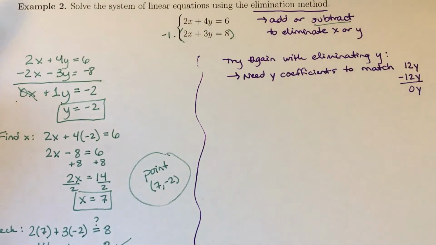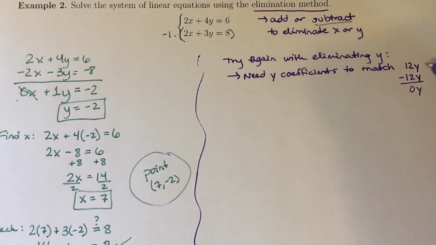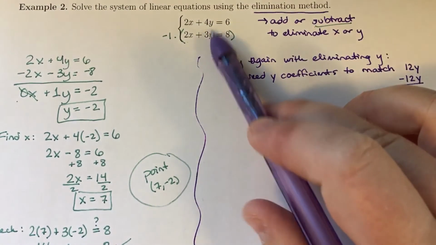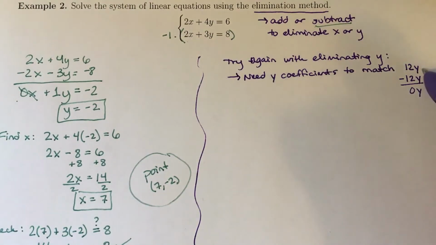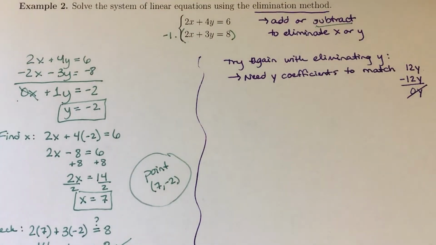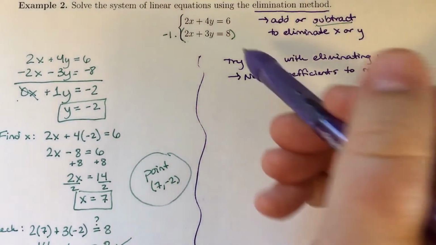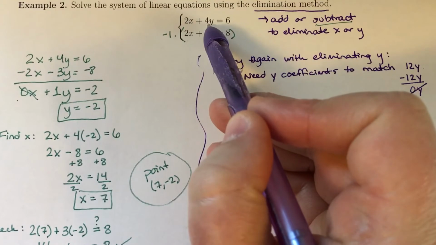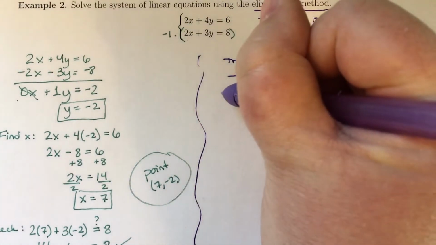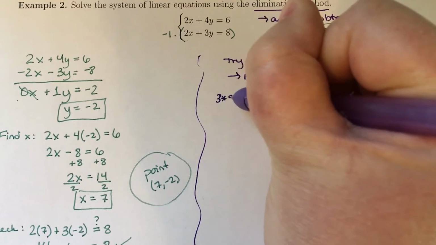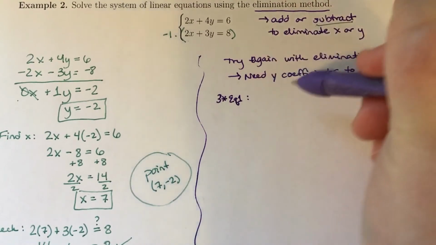We have to sort of plan in advance what we're trying to do in order to know why we're doing what we're doing. So I'm trying to get them both to be 12, and I picked 12 because 4 times 3 is 12. And I want one to be positive, one to be negative, so when I add them, they eliminate. So let's try that. So the first equation, if I want 12y, I need to multiply by 3. So we're going to take 3 times equation number 1.